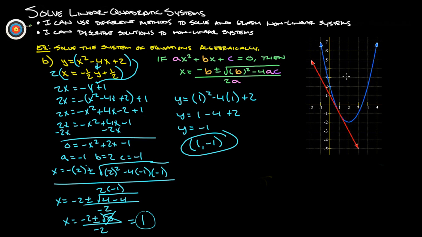And here's the graph of both of them. There's our quadratic, there's our linear, and you can tell right there it hits magically at 1, negative 1. Okay, one more quick problem here and we will be done.